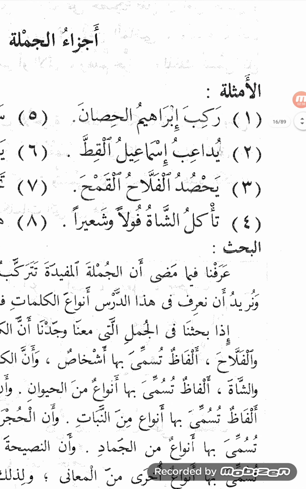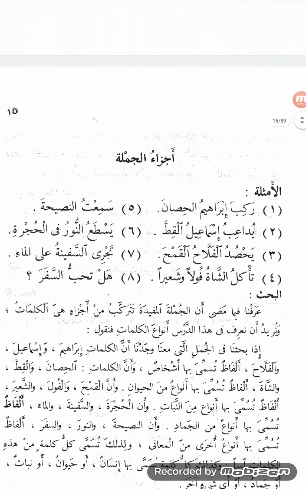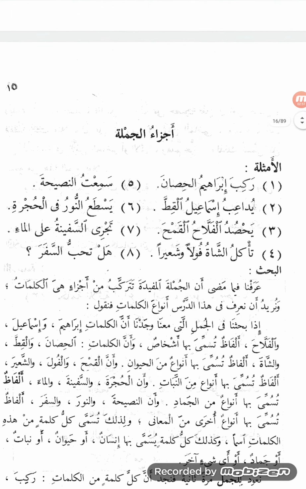Okay, now let's go to the discussion of the lesson. البحث, discussion. عرفنا فيما مضى أن الجملة المفيدة تتركب من أجزاء هي الكلمات. We know from the past that the useful sentence is comprised of parts which are words. ونريد أن نعرف في هذا الدرس أنواع الكلمات. And in this lesson we must know the types of words.